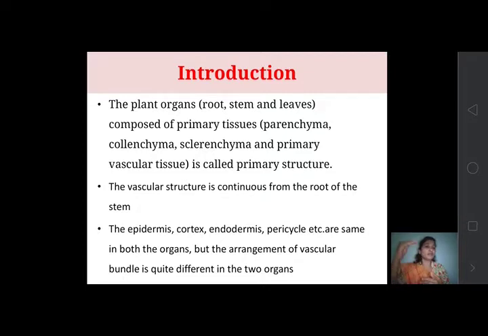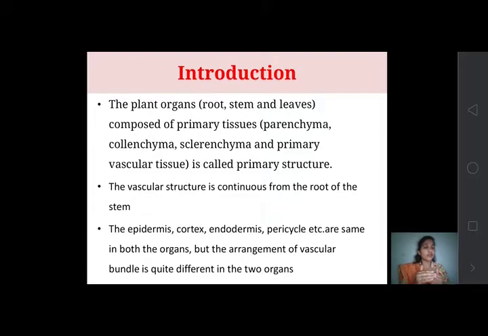body, from the outer part up to the center part, the sequence is: the outermost part is the epidermis. As you all know, the outermost covering of the plant is the epidermis. Then under the epidermis there is a portion of tissues known as the cortex region. Under the cortex there is a layer known as the endodermis.